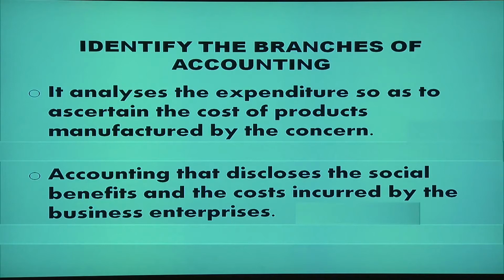This is a branch of accounting which analyzes the expenditure so as to ascertain the cost of products manufactured by the concern. So, which is that branch of accounting? It is cost accounting. One more question. It is that branch of accounting which discloses the social benefits and cost incurred by the business enterprise. Which is that type of accounting? That is social accounting. Social benefits are disclosed, so that is social accounting.